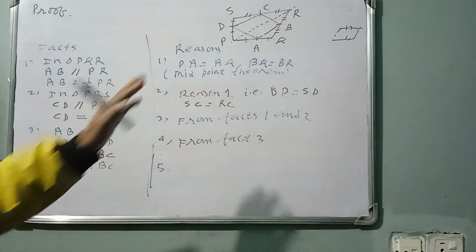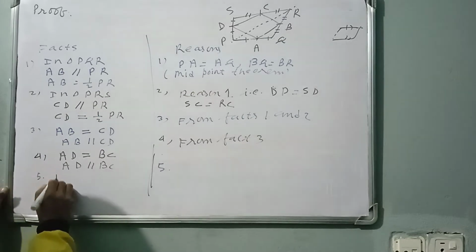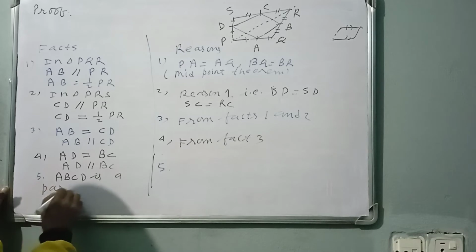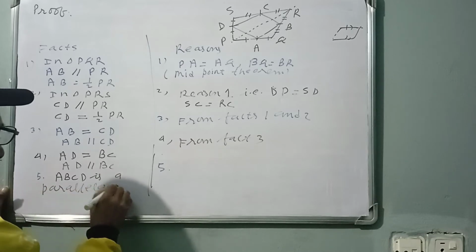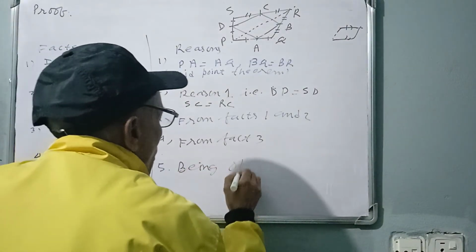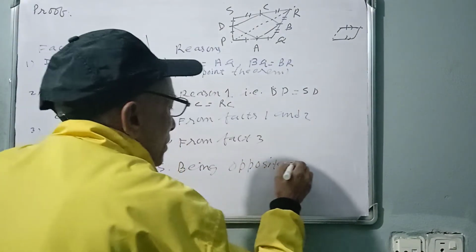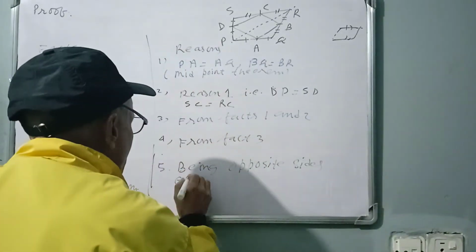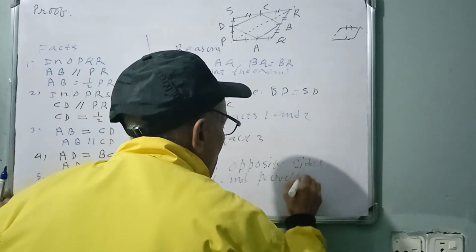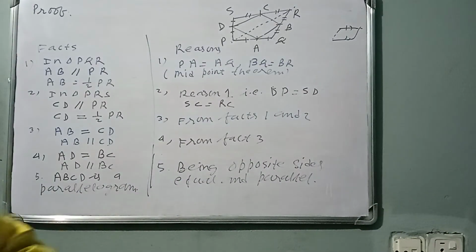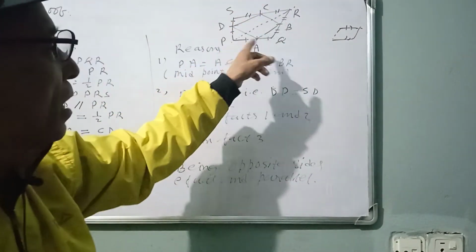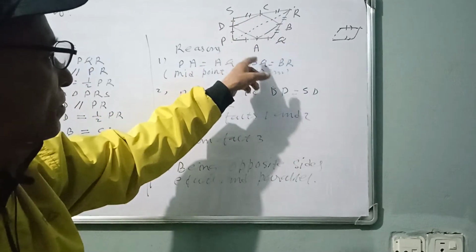If the opposite sides are equal and parallel, ABCD is a parallelogram. ABCD is a parallelogram. How? Being opposite sides equal and parallel. Equal and parallel. Since again finally PQRS is a quadrilateral, A, B, C, D are midpoints joined in order.